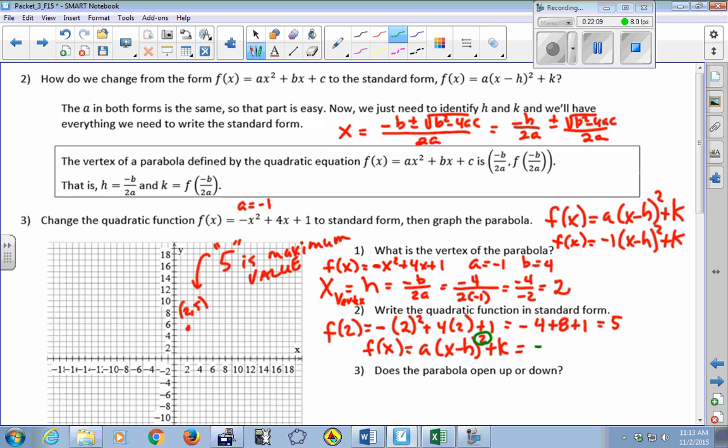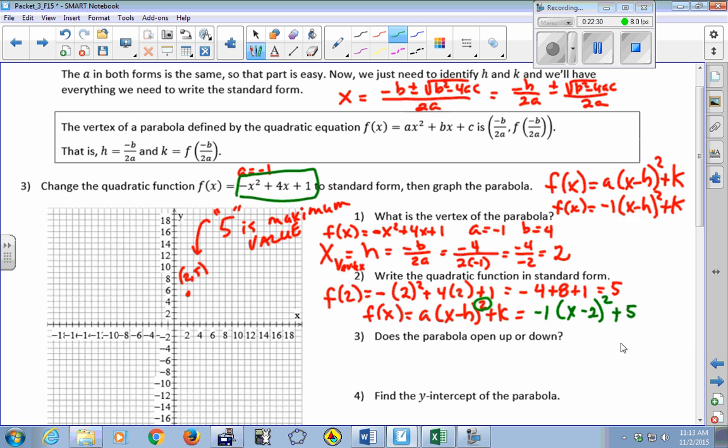So a is -1. x, take away h, which is 2, quantity squared, plus 5. So this is exactly the same function as this. It's just in a different form. Okay. All right, we know the parabola opens downward because a is negative, a is less than 0.